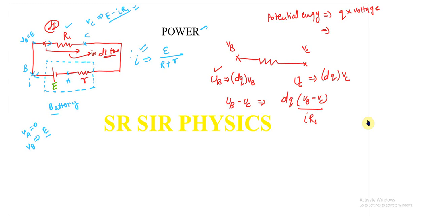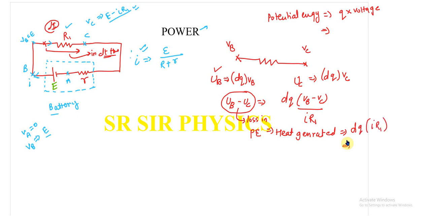This is the loss in potential energy. Now, where has this potential energy gone? It has gone into heat generated. Whenever current passes through a resistor, there is a loss in the potential energy of charges, and this loss goes into the heat generated. That's why our bulbs become hot or give light, because there is a loss of the charge's potential energy. And the heat generated became dq into IR1.